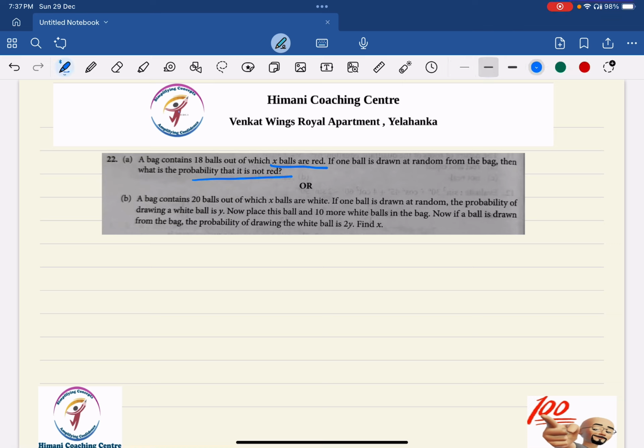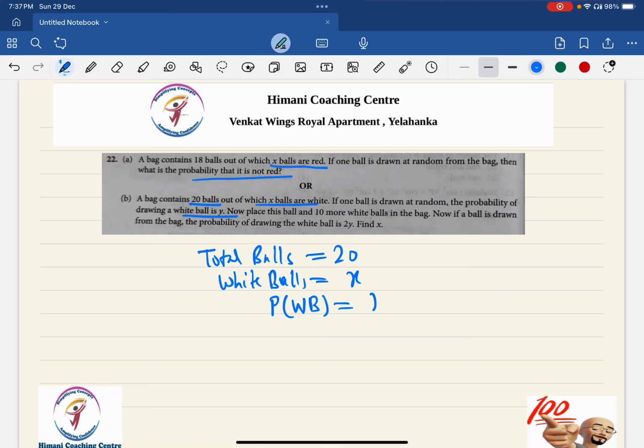Okay. Now let us look at the question, which is the OR. It says a bag contains 20 balls, out of which x balls are white. So let us first write the total number of balls are 20. Then they are saying there are white balls which are x. If one ball is drawn at random, the probability of drawing a white ball is y. So let us first find, you draw a ball. So what is the probability that we will get a white ball? So favorable outcomes is x, total outcome is 20. So that probability is y according to them. So let us keep it as y.